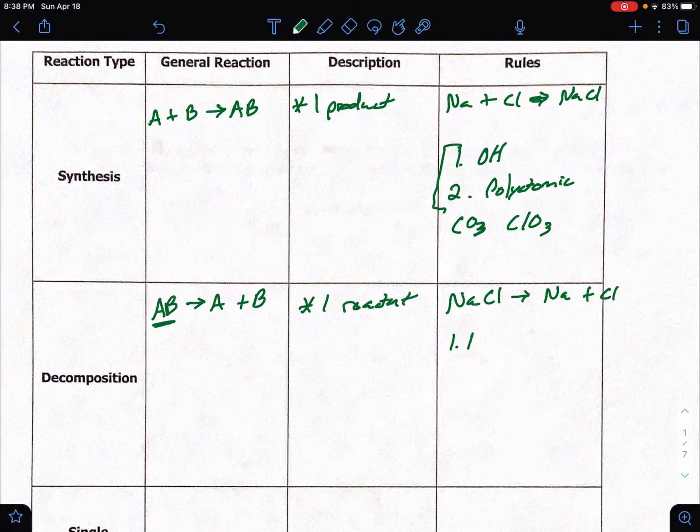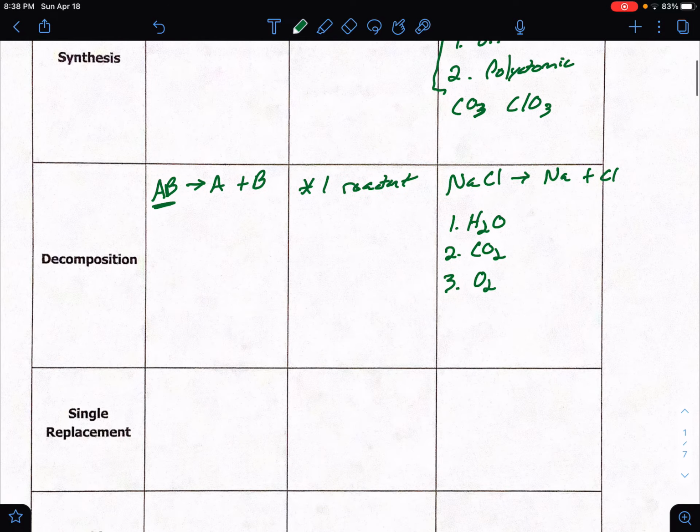My first option that I want to try to make is H2O. If I can make H2O, that'll be my first option. My second option would be CO2. If I can make CO2, I'm going to make CO2. And my last option, if I can, I'm going to make O2. Again, I'm going to show you how those come into play when we actually do the examples.